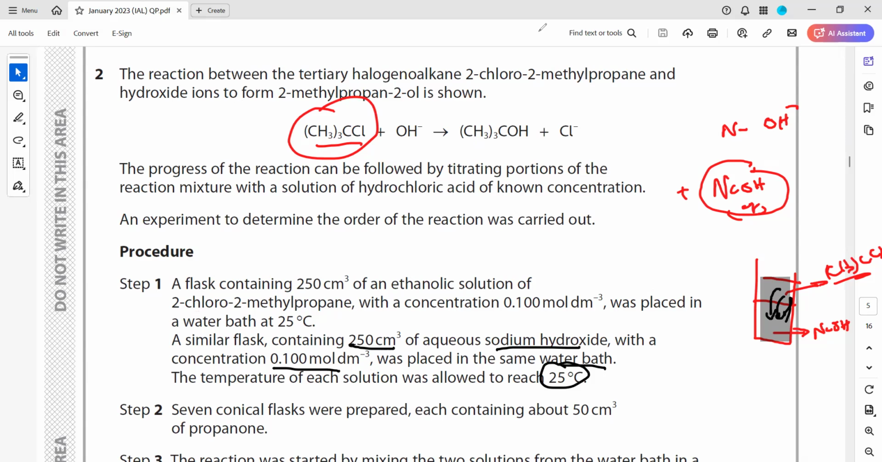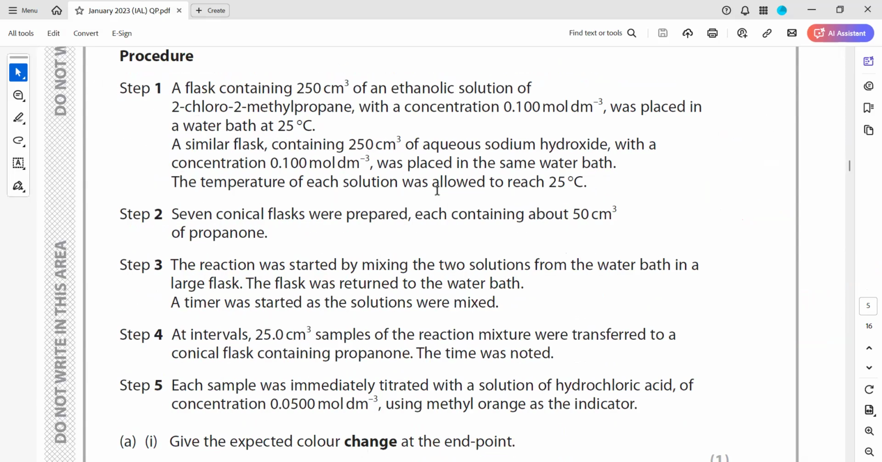Then in step 2, 7 conical flasks were placed. In each, about 50 cm cube of propanol is added. There are 7 flasks, and in each we add about 50 cm cube of propanol. Then the reaction was started by mixing the 2 solutions from the water bath in a large flask. This is one solution, and this is sodium hydroxide, another solution.